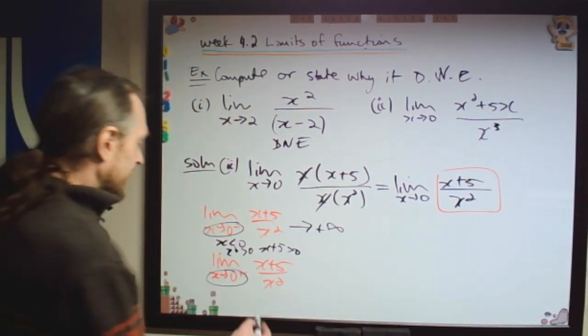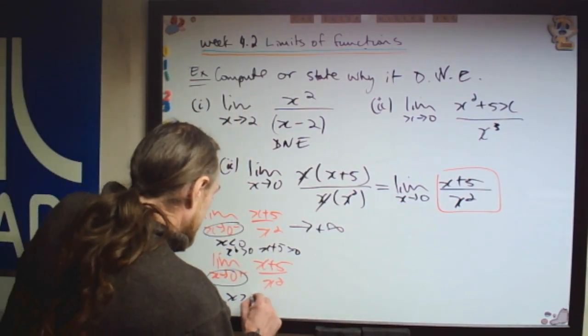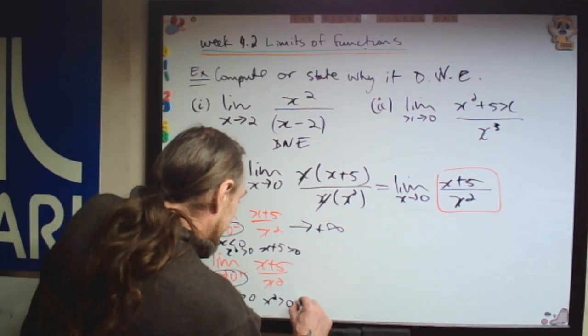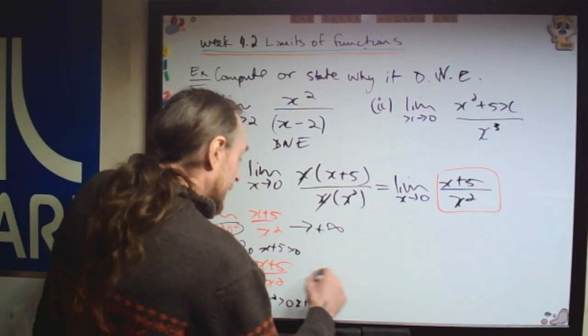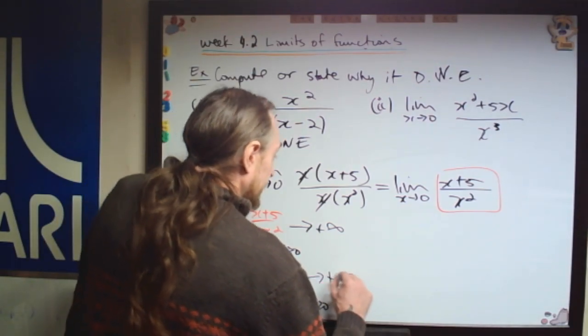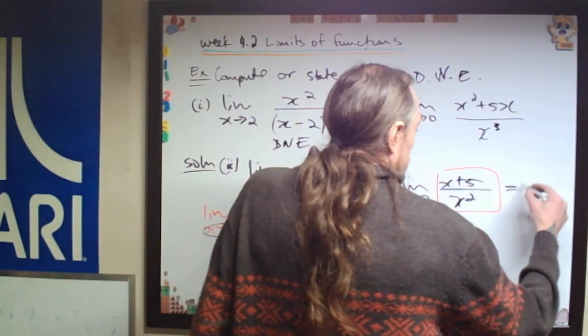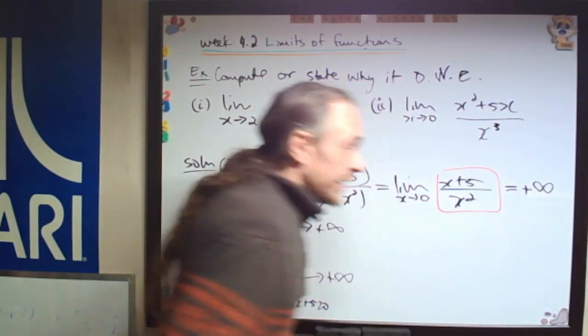This one is going to do the same thing. I have x is positive, so x squared is positive, and x plus 5 is definitely positive. So this is going to also approach positive infinity. So this one is going to be equal to positive infinity, we're going to say.